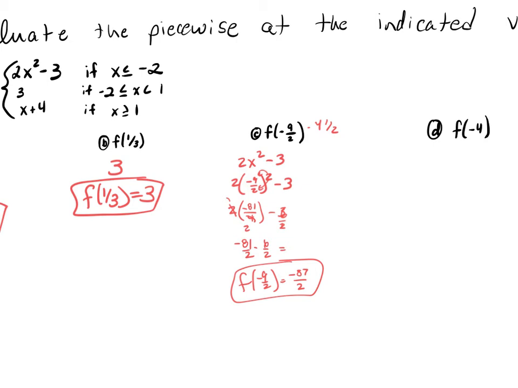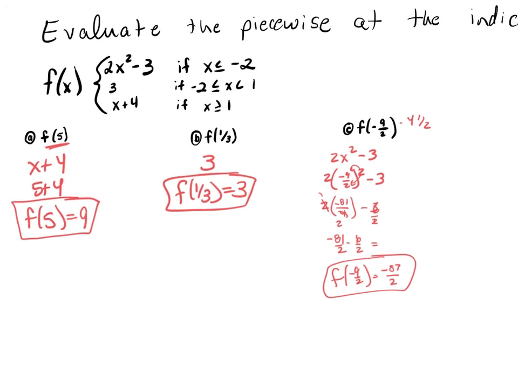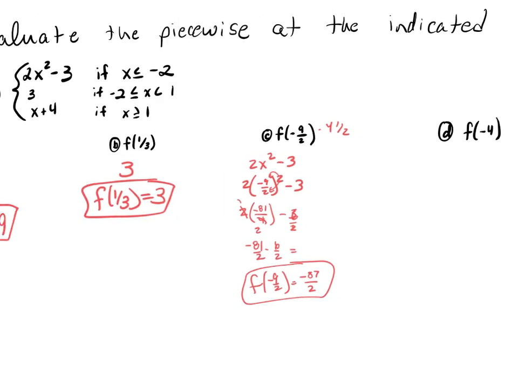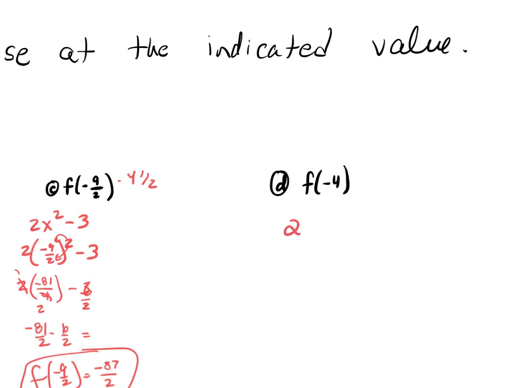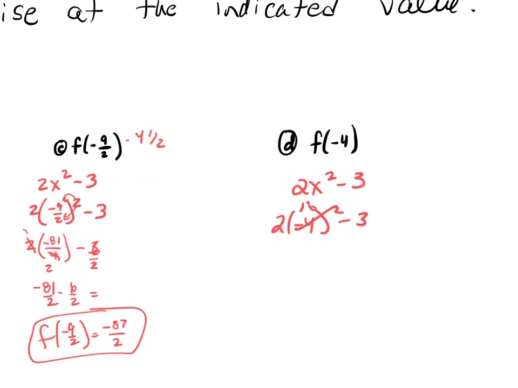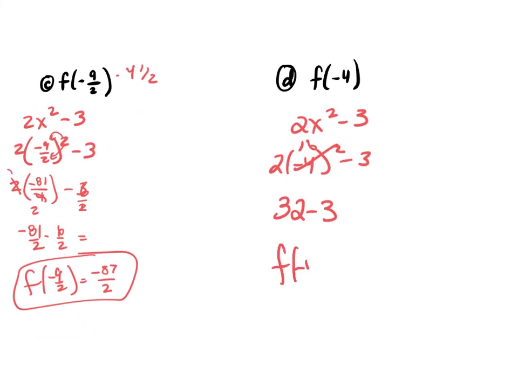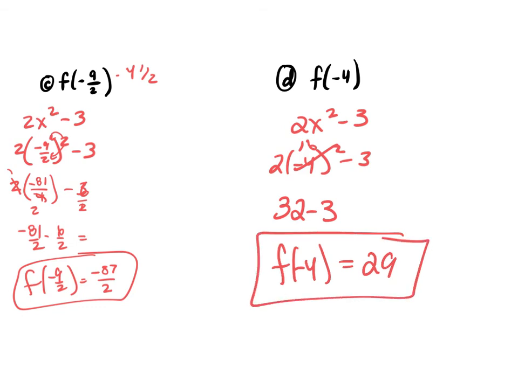All right, where's negative 4? It's less than negative 2. So again, I'm going to use the 2x squared minus 3. So I have 2 times negative 4 squared minus 3. Negative 4 squared is 16. 16 times 2 is 32. So 32 minus 3. F of negative 4 equals 29. When I plug in negative 4, I get out 29. Just pay attention to the values that they give you, guys. Everybody can handle this. I believe in all of you.